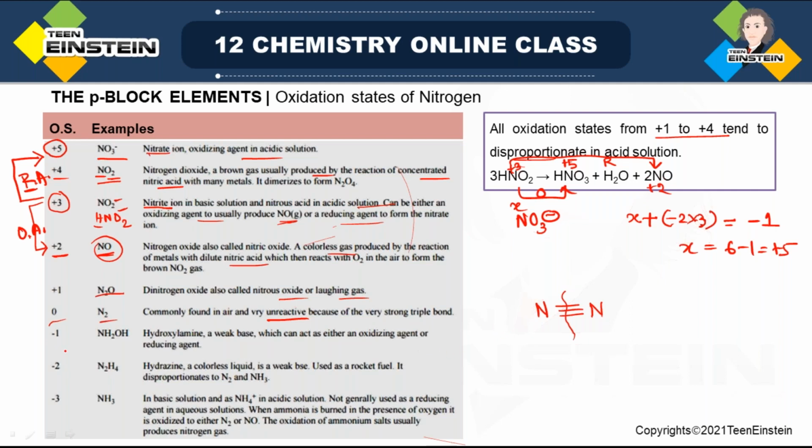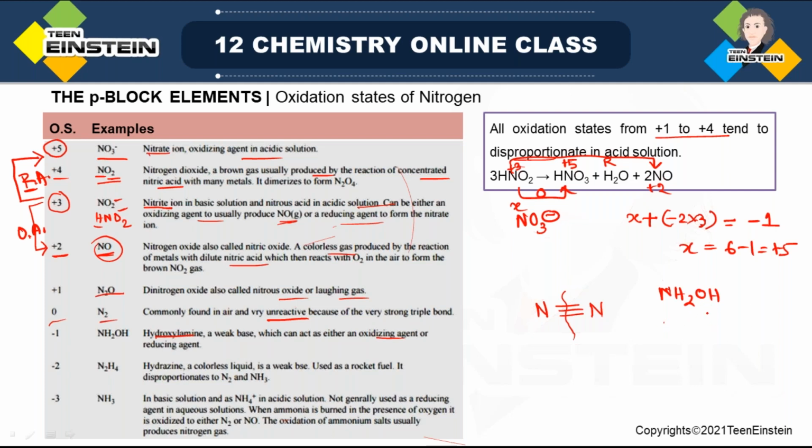Next oxidation state is -1. NH2OH. This molecule is known as hydroxylamine. It has very weak basicity. It can act as an oxidizing agent and also a reducing agent. Now NH2OH, it is as if NH2 plus HO minus. In that way we can consider it.